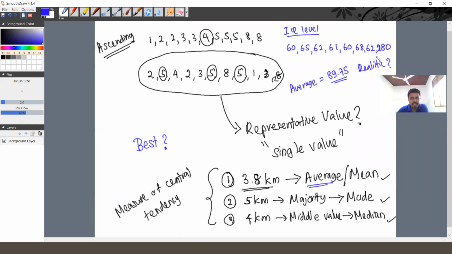By calculating the first measure, the mean or the average, as the representative value, what we got is 89.75, right? We got 89.75. It means what?